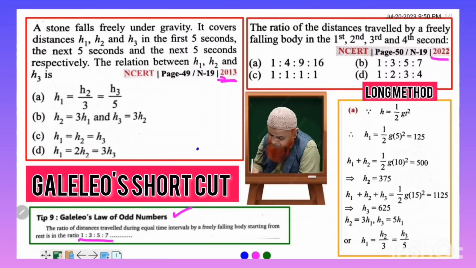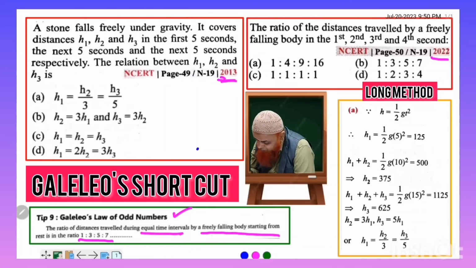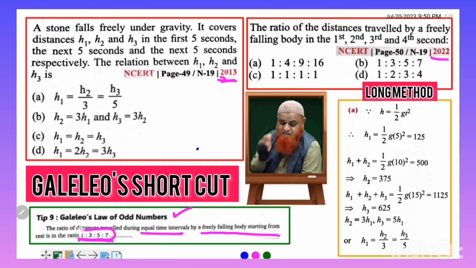It's very simple now. Galileo has said that the ratio is 1:3:5:7. For a freely falling body, in equal intervals of time, the distances will be 1:3:5:7. That's it. It is given by Galileo.